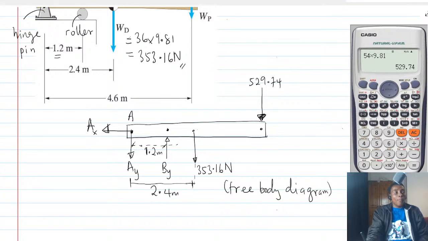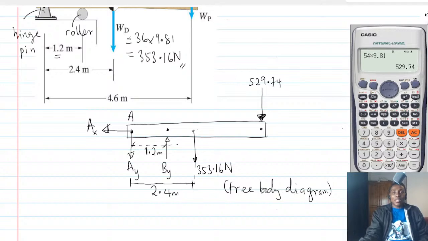Whenever you are drawing the free body diagram, it doesn't necessarily mean that the direction of the force is known. So whenever you have an unknown force, let's say a reaction force, you can let it go in any direction. But after solving for the reaction forces, if you get a negative, then it means the direction you chose is actually the opposite. Alright? So you just change the direction, that's all. Okay. So now our free body diagram is ready.